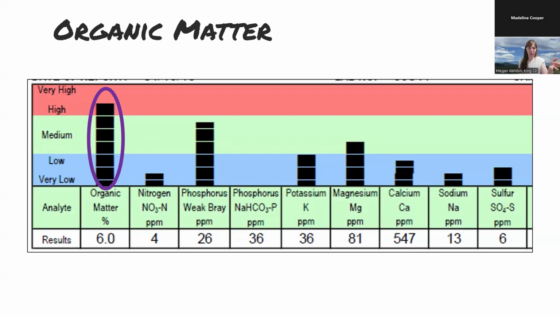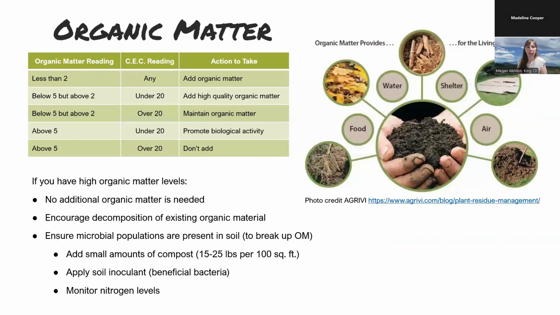This soil test shows high organic matter, not uncommon in our area at all, especially if you're regularly applying a general fertilizer or nutrient source like composted fertilizer. With organic matter, you want it to be between a 2 and a 5 on the test result. If you have high organic matter levels, you don't want to add more. You actually want to encourage the decomposition of what's there. To do that, you want to ensure microbial populations are present in the soil to help break that up.